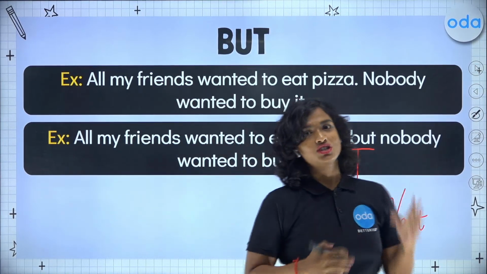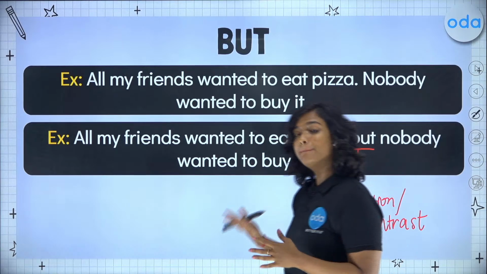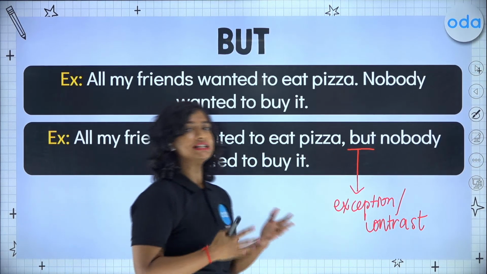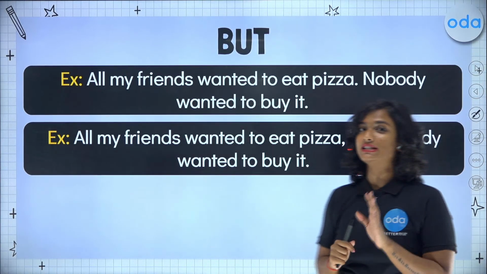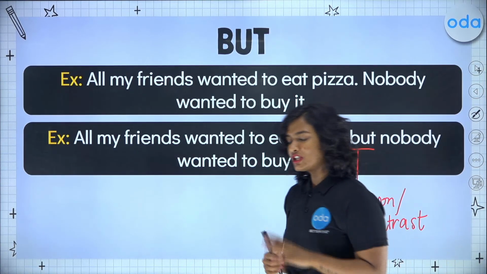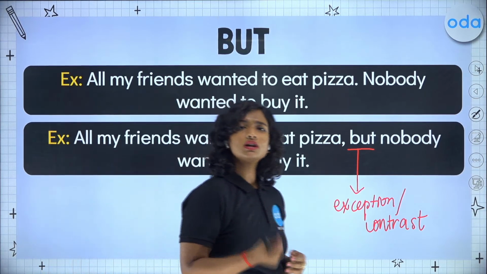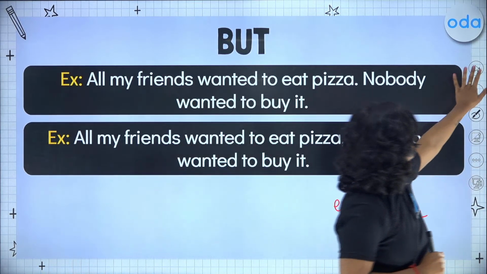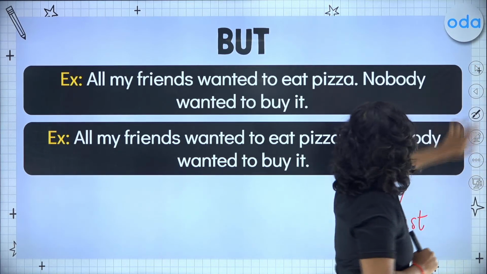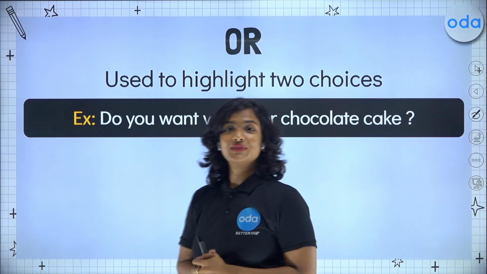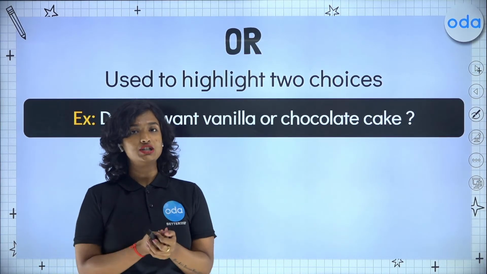Let's say Chinmoy likes movies, but not scary ones. So you would expect that if he likes movies, he likes most kinds of movies, but no, he does not like scary ones. So but is used when you want to make an exception or if you want to show a contrasting idea. Let's move on to our next conjunction, which is or. We use and to join two things.